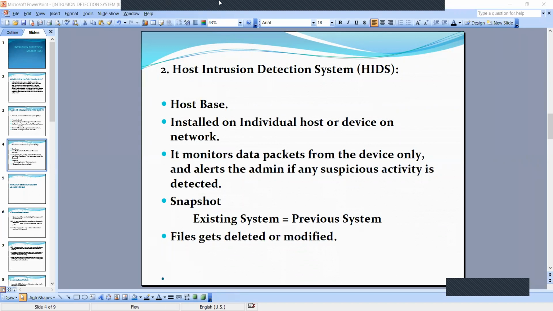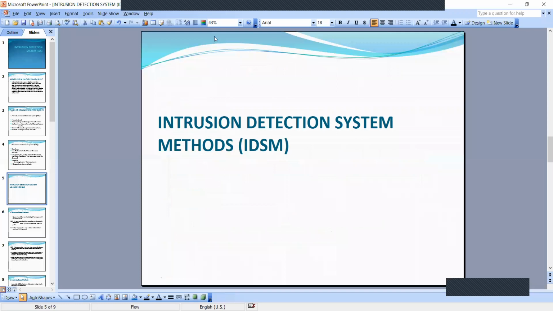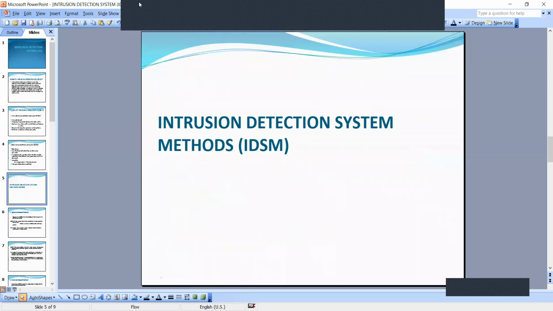For the next part, we have methods of intrusion detection system, and for that I would like to invite Prashant to explain to us about the methods of intrusion detection system.